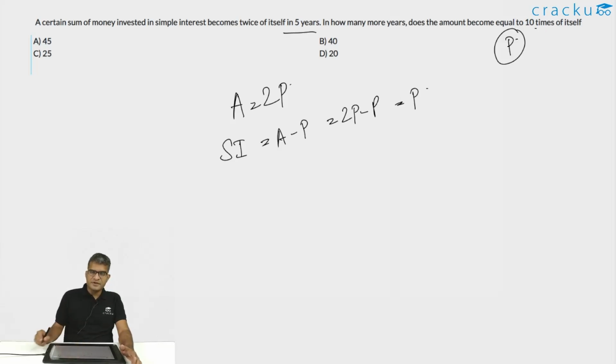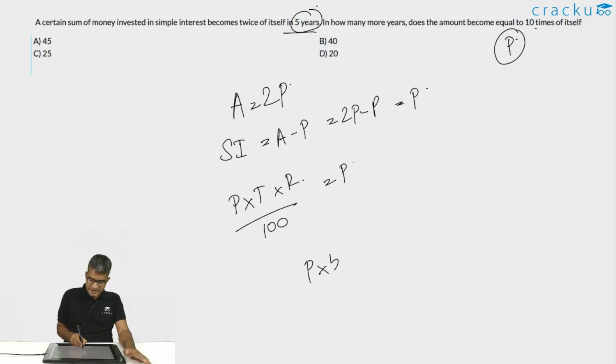We know the formula for simple interest, that is principal into time period into rate of return divided by 100 is equal to P. The time period is 5 years. So P into 5 into R divided by 100 is equal to P. Or the rate of return R is 20%.